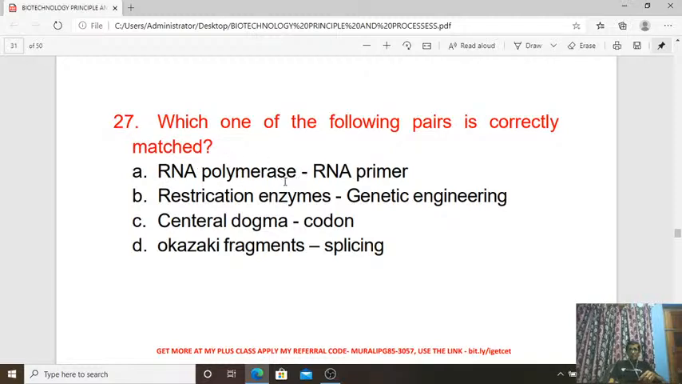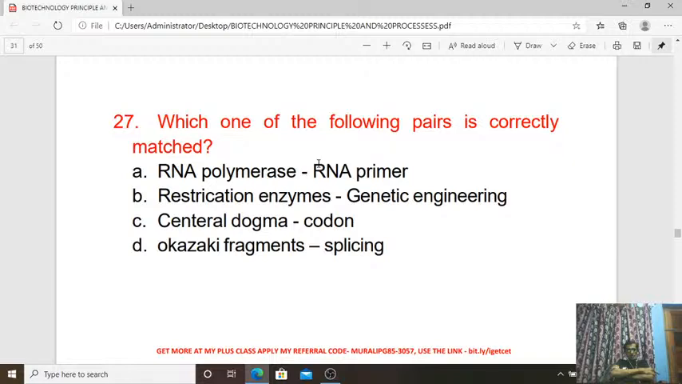RNA polymerase is for the production of RNA. Central dogma says that DNA will undergo self-replication to produce another copy of DNA. DNA will produce mRNA by transcription. mRNA will undergo translation to produce protein. That is the central dogma. A codon refers to a triplet, which codes for one amino acid.